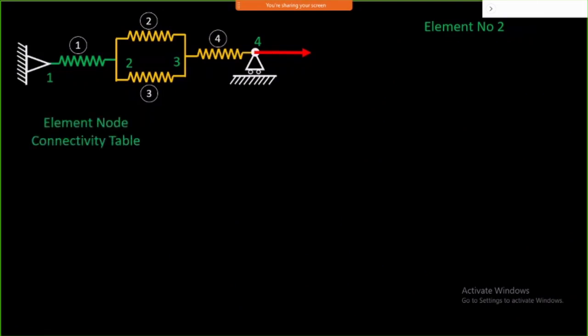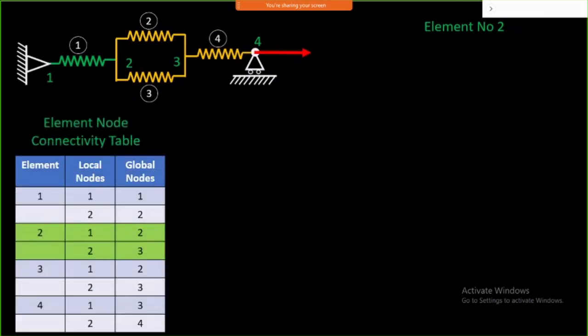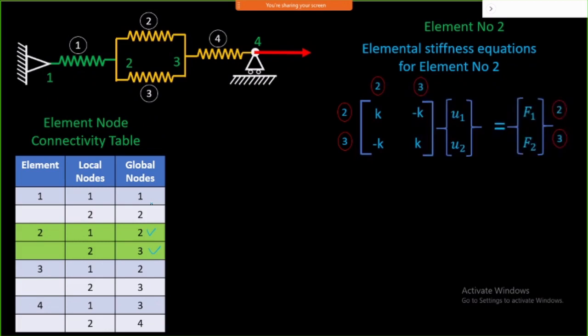First element we have assembled. Now we'll look at the equations for the second element. Equations for the second element means you can just look into the global nodes. Here, 2 is there and 3 is there. My matrix will start with 2, 3, so it will be written like this. This is 2 and this is 3, 2, 3, then 2, 3 like this.